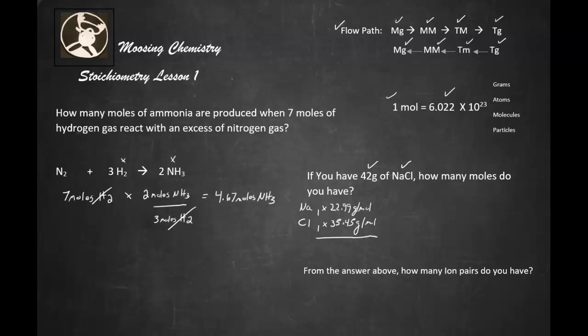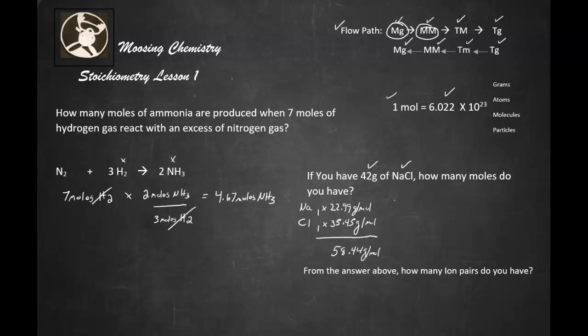Right, so when we add these two together, we're going to get the following amount. So we go 22.99 plus 35.45, and that gives me 58.44 grams per mole. So I'm going to write 58.44 grams per mole of sodium chloride, right? So now I know what I want to do here. So now what I want to do is convert grams of sodium chloride into moles of sodium chloride, right? So I'm going to go from my grams to my moles, just like that.